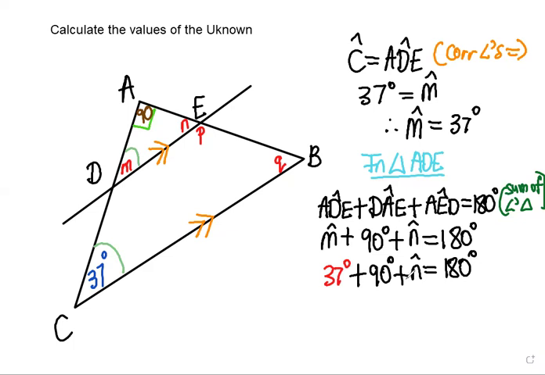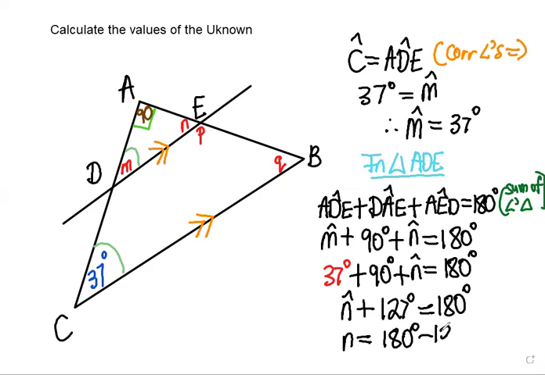Now the next step, we add 37 plus 90. So remember, you start by saying angle N plus, and when you add 37 plus 90, it gives you 127 degrees, equal to 180 degrees. From here, angle N is equal to 180 degrees, and then we take the positive 127 and transpose it to the other side, where it changes the sign to become minus 127 degrees. Therefore, the size of angle N is 53 degrees.